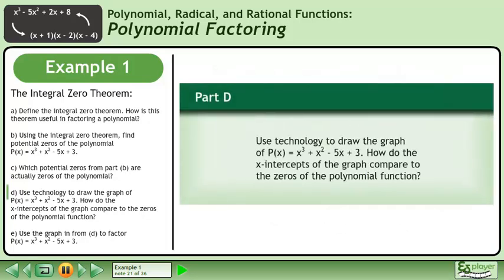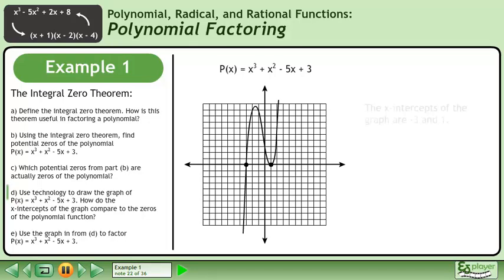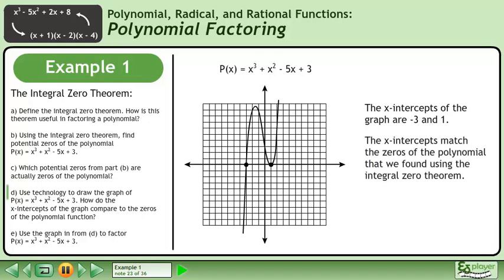Now we'll move on to Part D. Use technology to draw the graph of p of x equals x cubed plus x squared minus 5x plus 3. How do the x-intercepts of the graph compare to the zeros of the polynomial function? The x-intercepts of the graph are negative 3 and 1. The x-intercepts match the zeros of the polynomial that we found using the integral zero theorem.